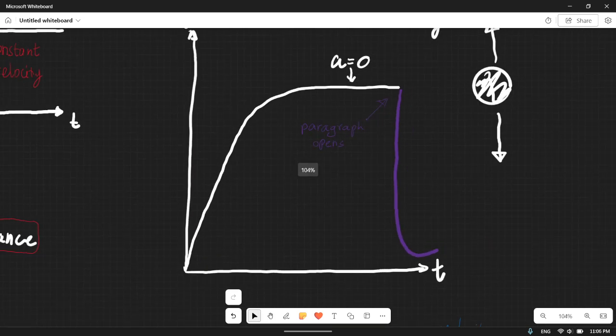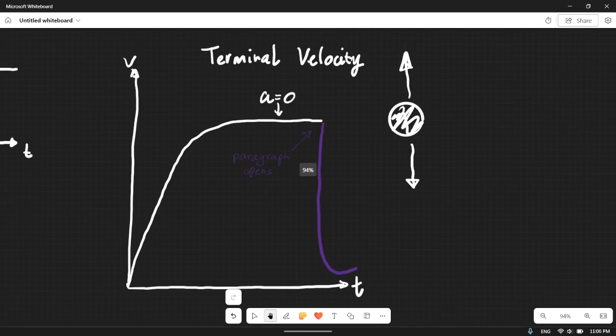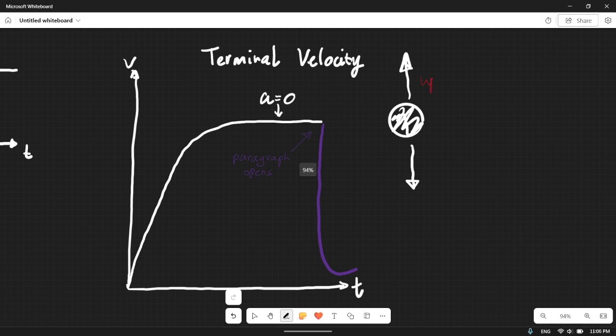Then we look at terminal velocity. Terminal velocity is when the upward force is equal to the downward force. If that is the case, that means that acceleration will be 0. So as something accelerates, it's decreasing acceleration, and there comes a point where the acceleration becomes 0. That is the time where it reaches terminal velocity.